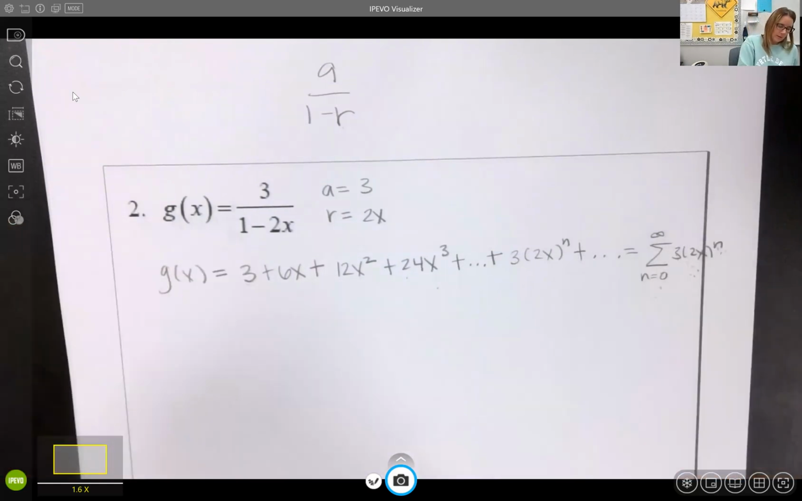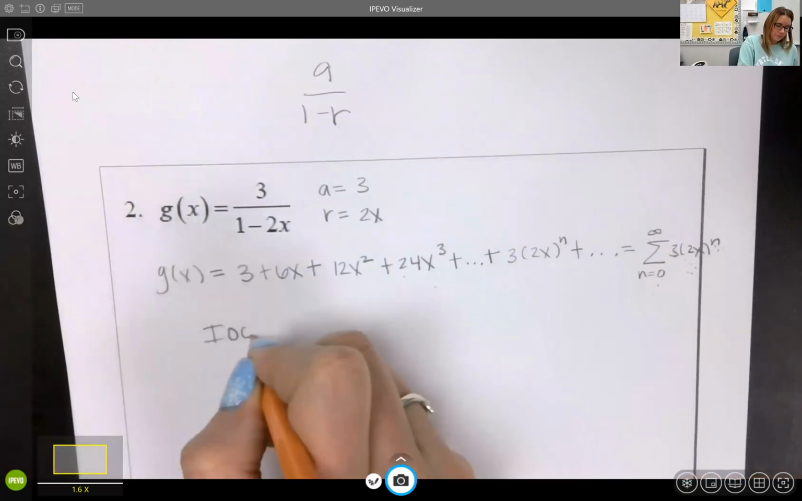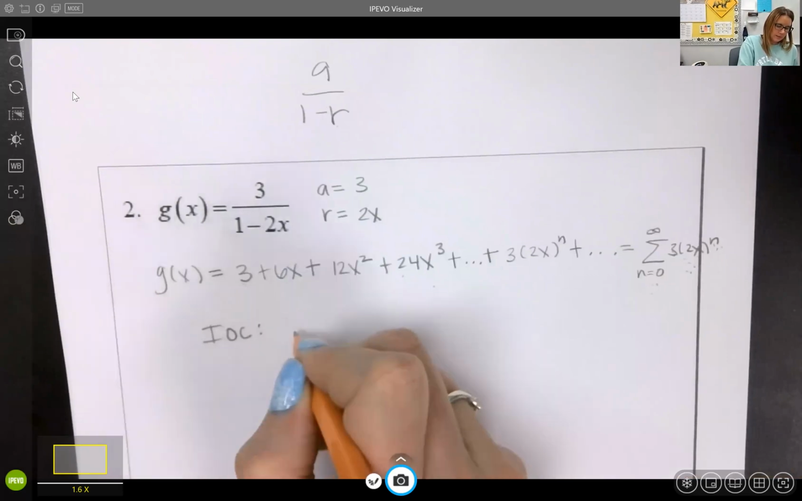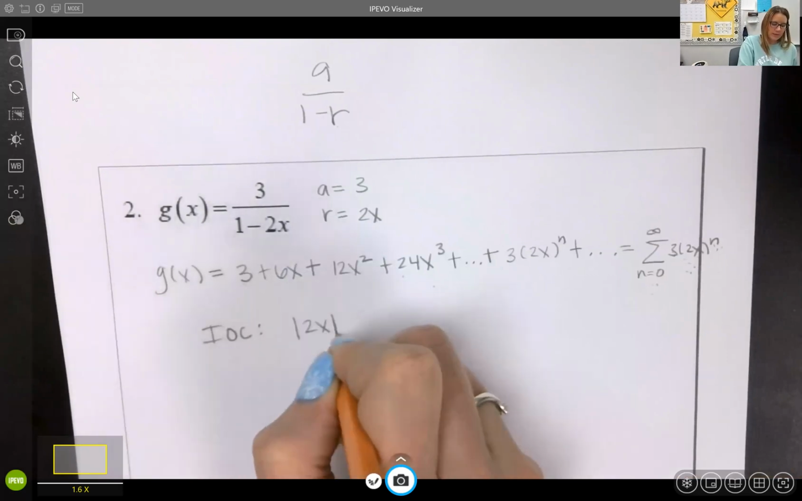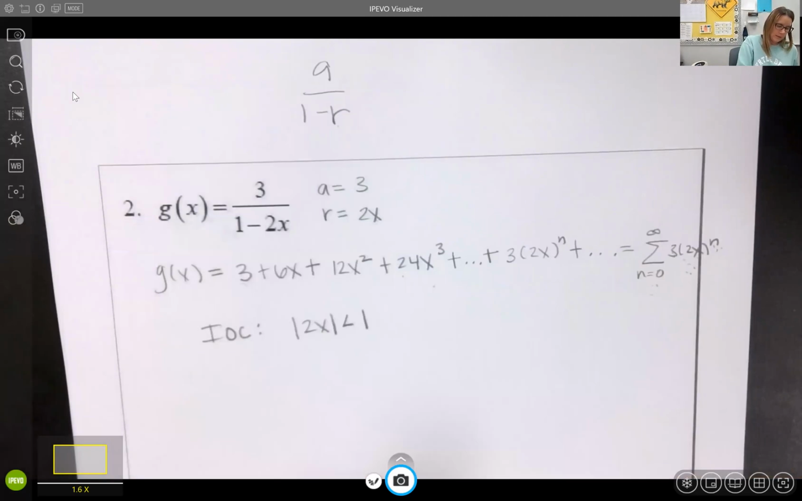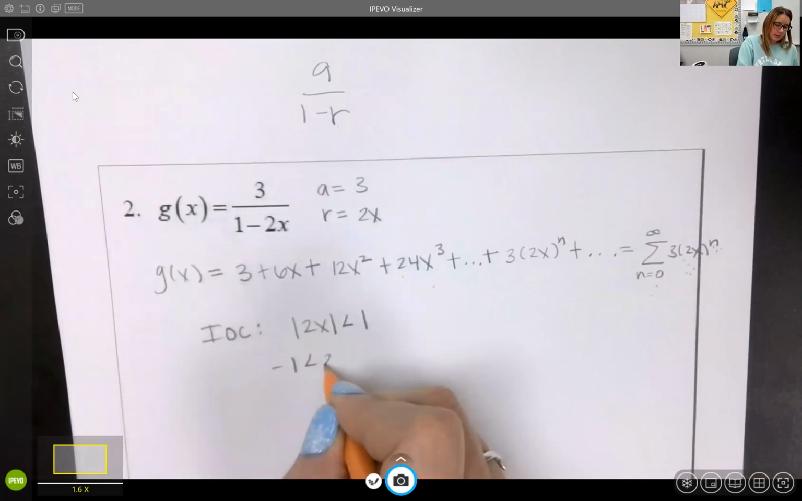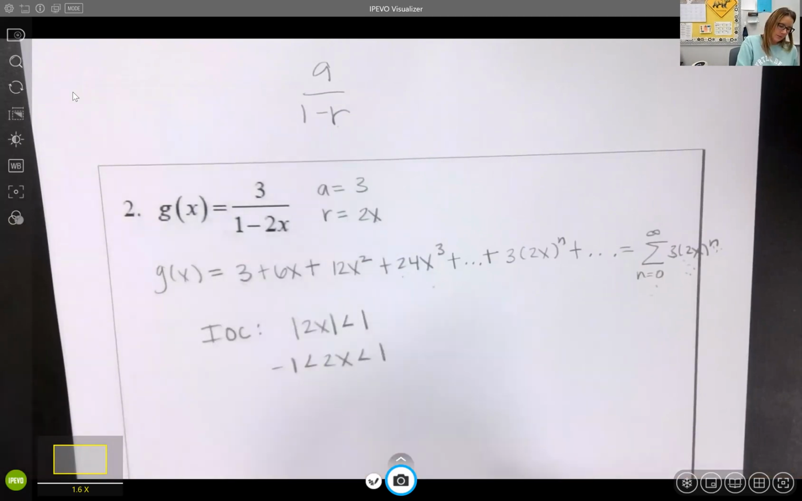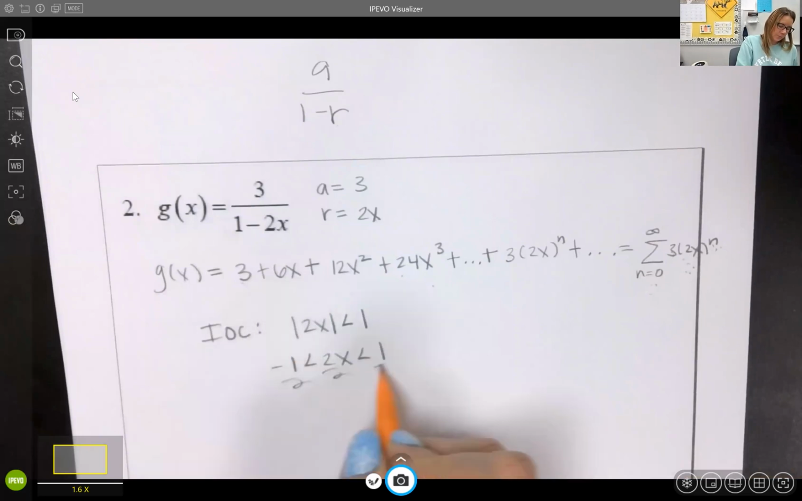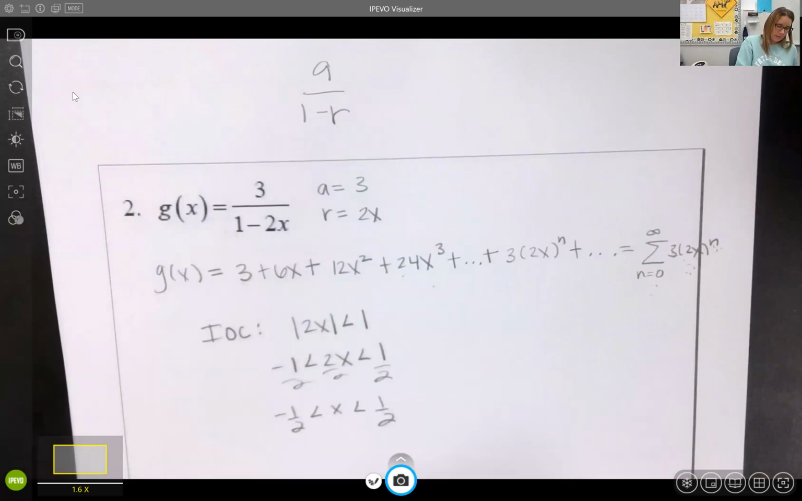Okay, now our interval of convergence is absolute value of R has to be less than 1. So -1 is less than 2x, which is less than 1, and we divide everything by 2. So -1/2 is less than x, which is less than +1/2 is our interval of convergence.